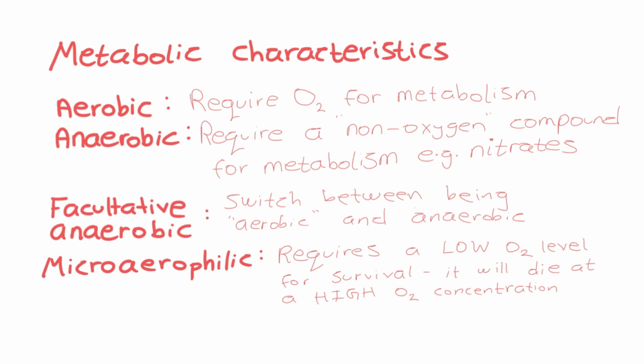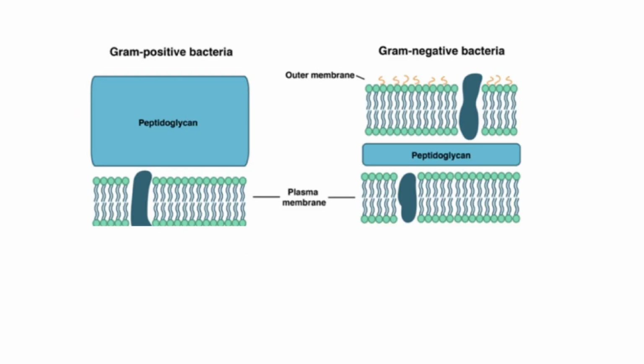Just to keep something in mind, we don't often refer to these forms of classification, or at least I won't be in this video, but it's important to be aware of this. Gram staining, as I mentioned earlier, is very important in distinguishing between gram-positive and gram-negative bacteria. Now, what is the structural difference between either type of bacteria?